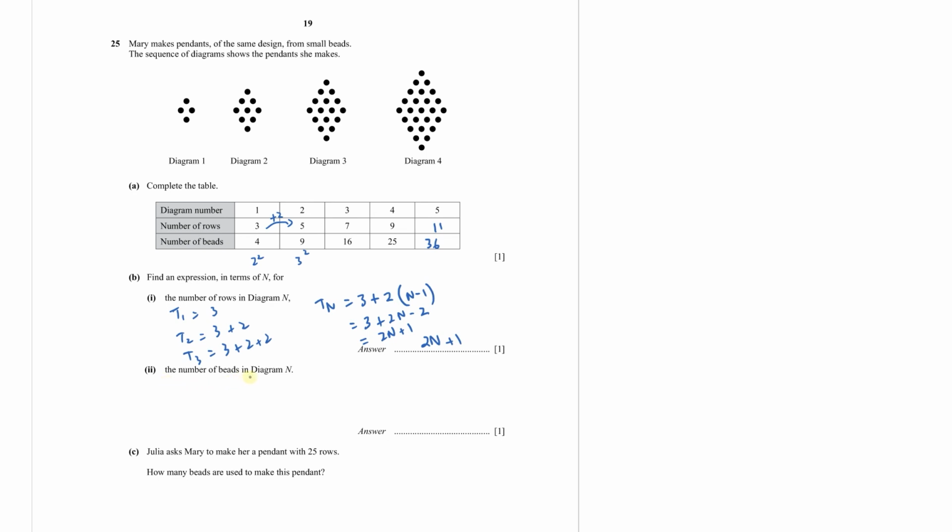Part 2 is the number of beads in diagram n. So the number of beads is simply the square. For the first diagram we have 2 squared. For the second diagram we have 3 squared. For the third diagram we have 4 squared. So the number that you take a square of is always 1 greater than the diagram number. So n plus 1 squared. For n equals 2, it will be 2 plus 1 squared, which is 3 squared. So n plus 1 squared will be your answer.